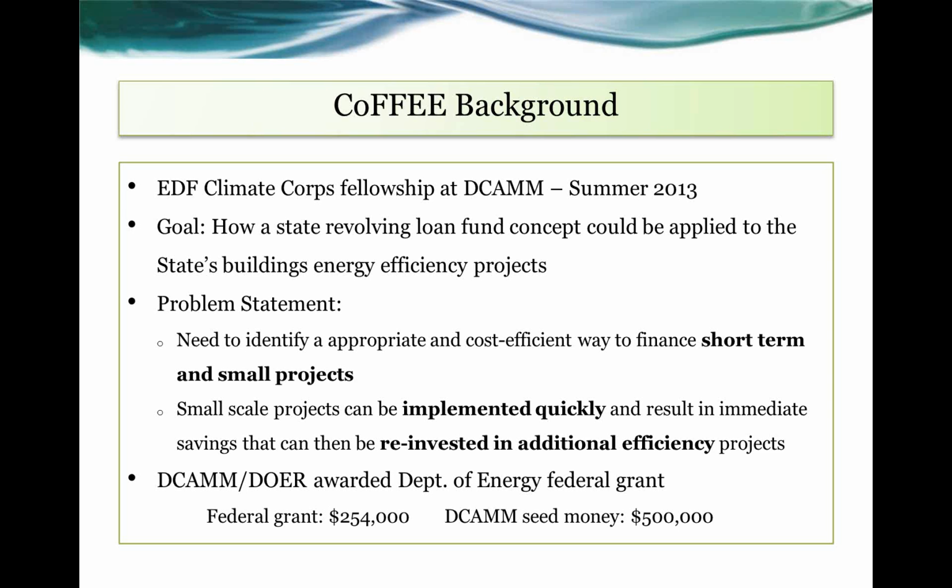So this is where this green revolving loan fund came about between DCAM and DOER. The fellow applied for a Department of Energy federal grant and it was awarded. The federal grant pays for consultants, and for my position to create this program and run it. DCAM came in with seed money of $500,000, so that's what we have to actually give out. The $500,000 came basically from utility checks that come in, so it is not financed in any way by the state, and there's no interest on it. It came in from utility rebate checks from the investor-owned utilities.